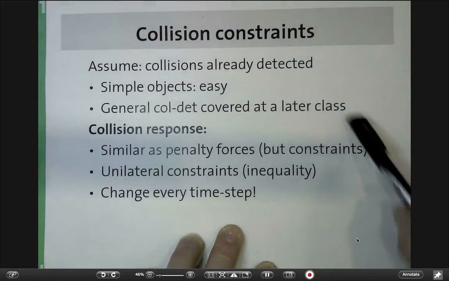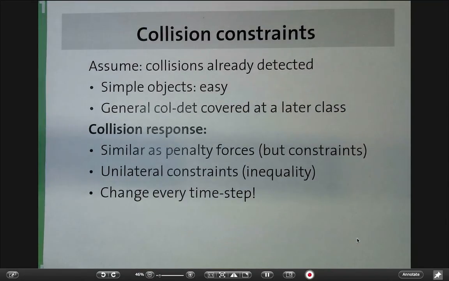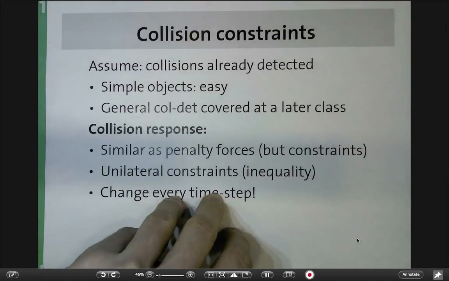So this is what I just said. Basically, let's assume you have already detected the collisions, which is really simple for simple objects. And then we set up these collision response constraints. The interesting thing about the collision constraints is that unlike pretty much all the other constraints, unlike the distance constraints and pressure constraints and bending constraints, the collision constraints change every step, naturally, right? Because every step it's usually colliding at a little bit different particles.